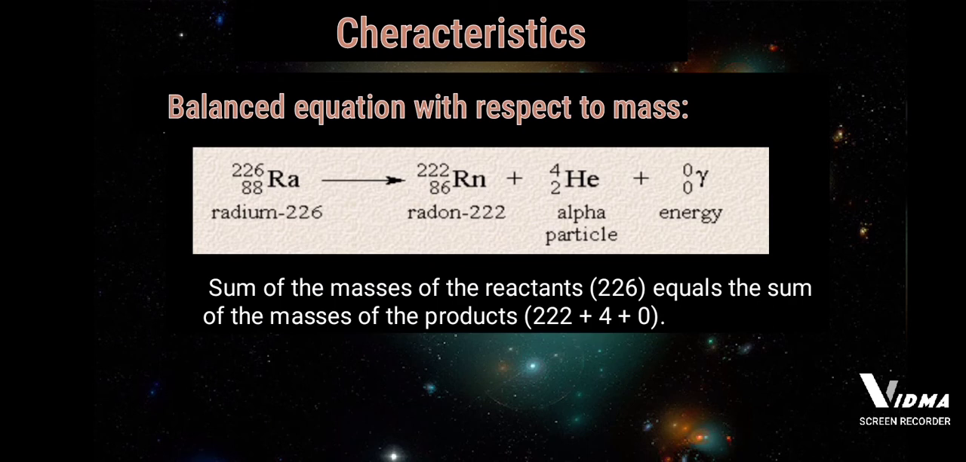So, a nuclear equation is balanced with respect to mass and charge. Firstly, we will see how the nuclear equation is balanced with respect to mass. In the equation, we can see that the sum of the masses of the reactant, 226, equals the sum of the masses of the products, because radon has 222 and the alpha particle has 4. So when we combine them, it equals the sum of the reactant. So the sum of the reactant and the sum of the products are equal. We can see that this nuclear equation is balanced with respect to mass.